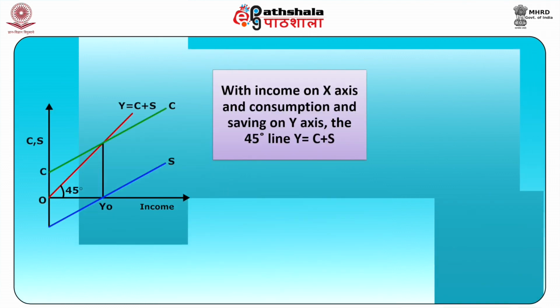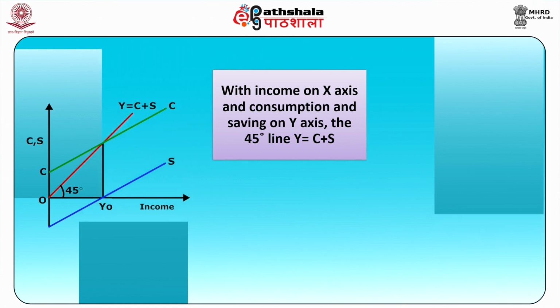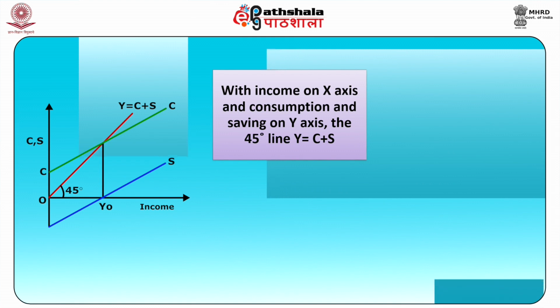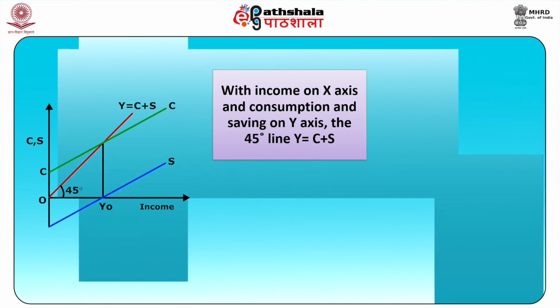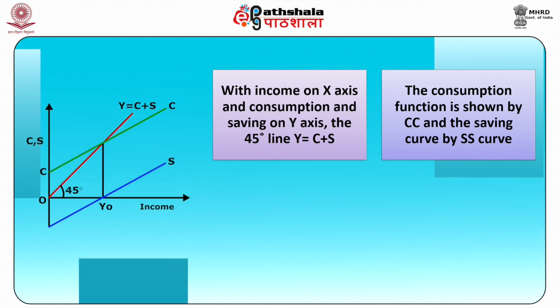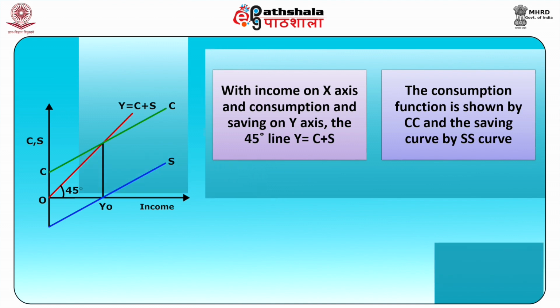The saving function can be derived graphically with the help of the income line and consumption function, with income on the x-axis and consumption and saving on the y-axis. The 45-degree line is an income line which gives us Y = C + S. The consumption function is shown by CC and the saving curve by the SS curve.